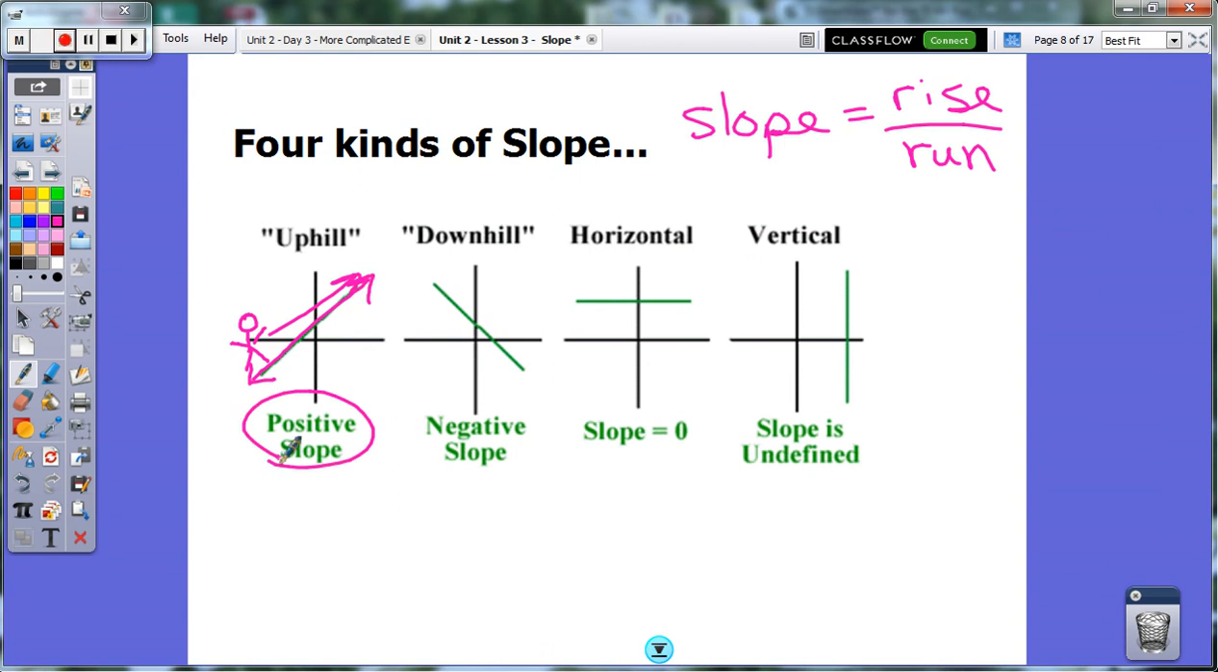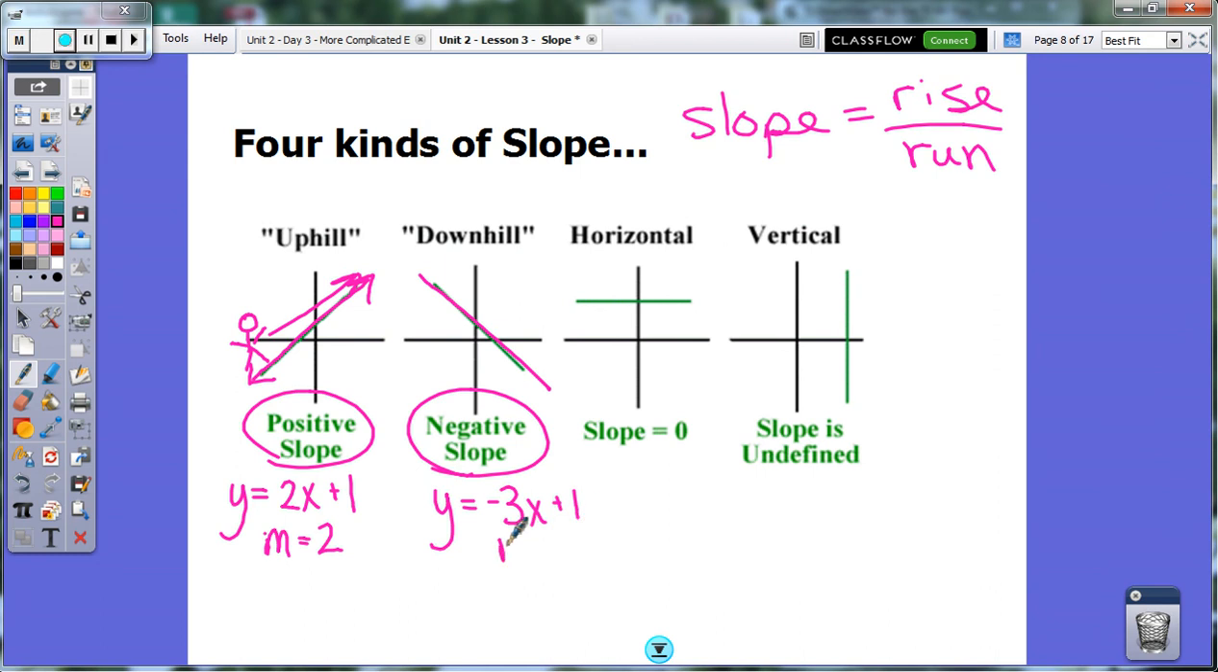Well, guys, if the number in front of the x is a negative number, it's going to be downward. So it's going to be a negative slope. So guys, an equation with a positive slope would be like y equals 2x plus 1. The slope right here is the 2. If it had a negative slope, it might be y is equal to negative 3x plus 1. And the slope right there is a negative 3. Because the slope is the number in front of the x. Now those are the 2 most common kinds of slope.